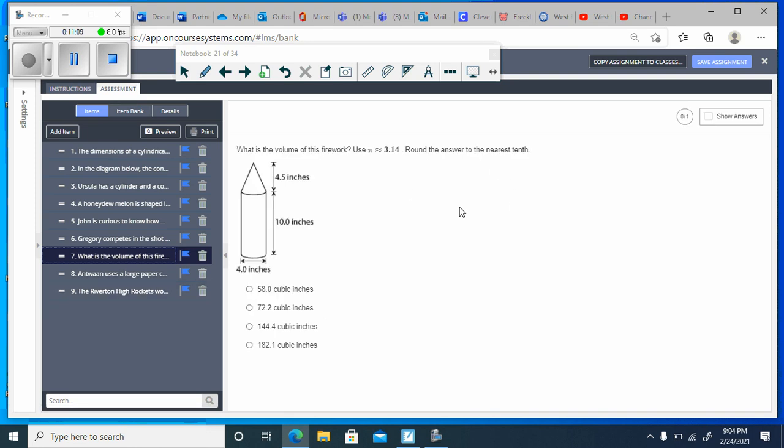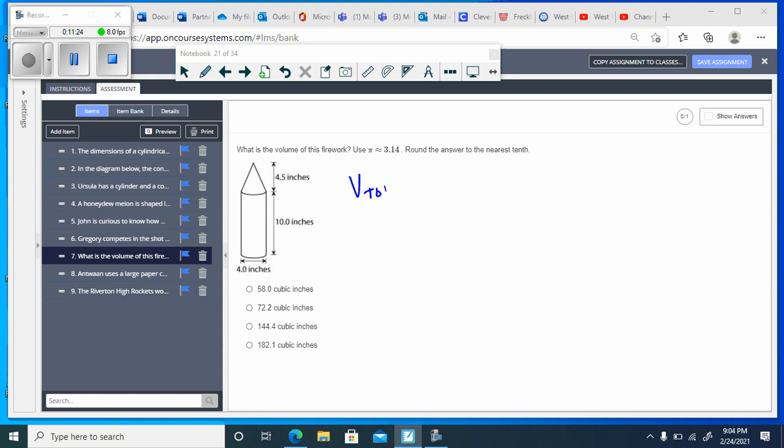What is the volume of this firework? Use pi's approximately equal to 3.14. Round your answer to the nearest 10. Okay, well, this is a composite figure. So the total volume there is going to be equal to the sum of the 2 volumes, right?